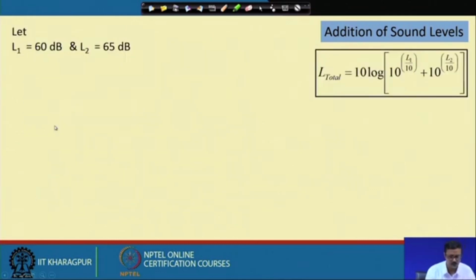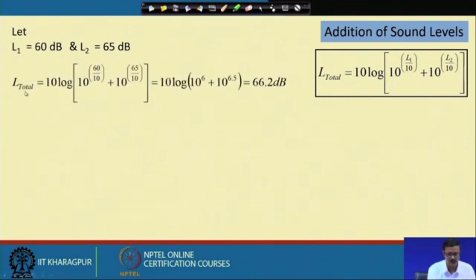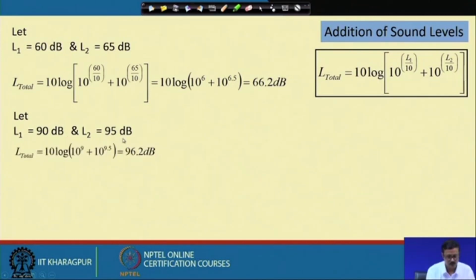Let us go to a small problem where I am adding a 60 decibel sound to a 65. By virtue of this particular expression, I got 66.2. Another example: I take 90 and 95, express that in mathematical form, and I get 96.2. I am taking the help of the previous equation.